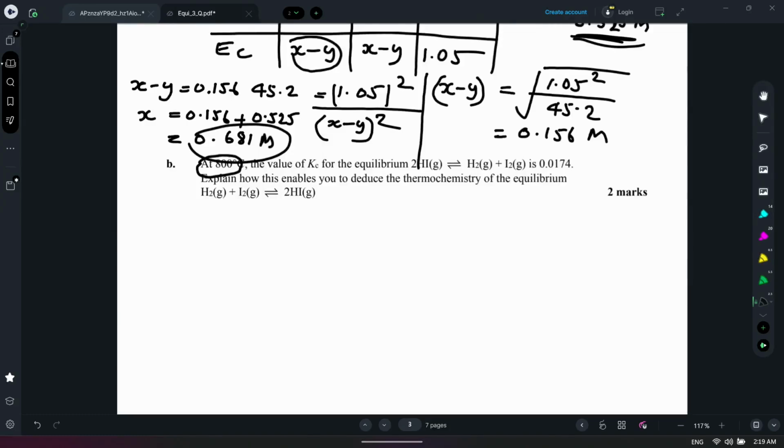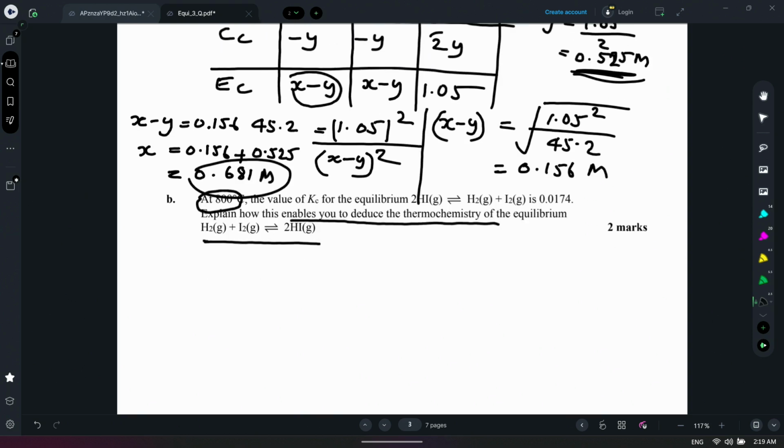Now, what's the question asking you? Explain how this enables you to deduce the thermochemistry of this reaction. They are indirectly asking you whether this reaction is exothermic or endothermic. Is that clear? Exothermic or endothermic. So how do we work that out?